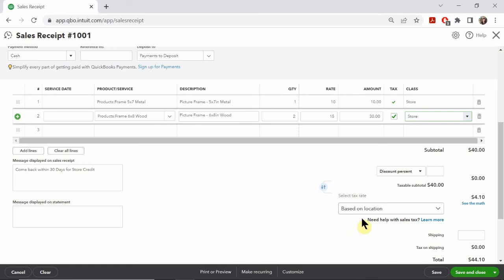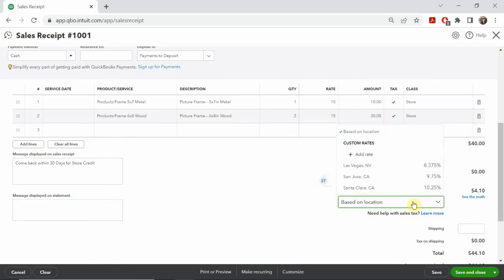Now, because we are selling the product in store, right? We have to charge sales tax. It says it's based on location. Right now, my store is in Danville, California, right? That is not correct. I am going to go ahead and specify that she's going to be charged at the Santa Clara location, right? Because the location depends on which store she's buying it from.